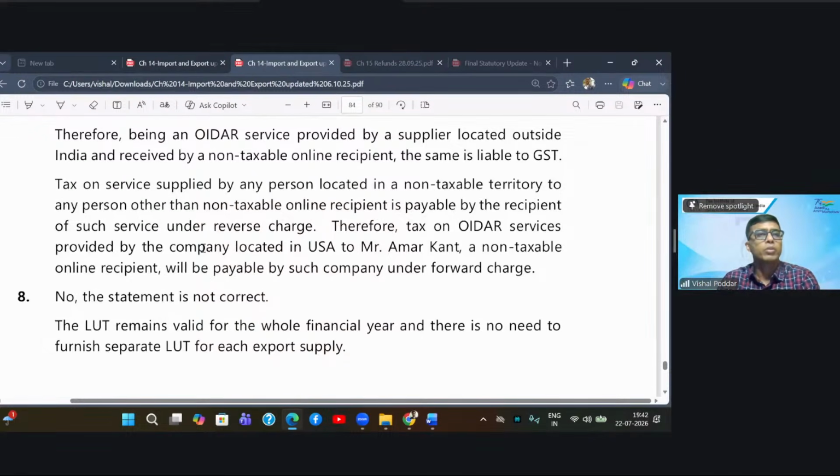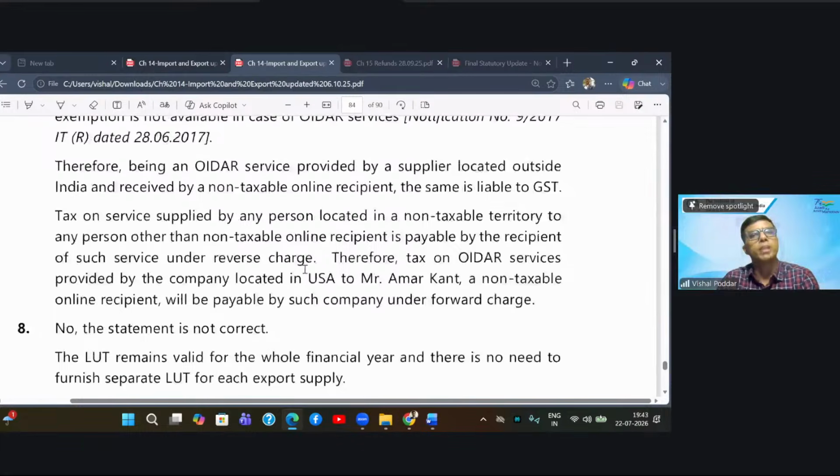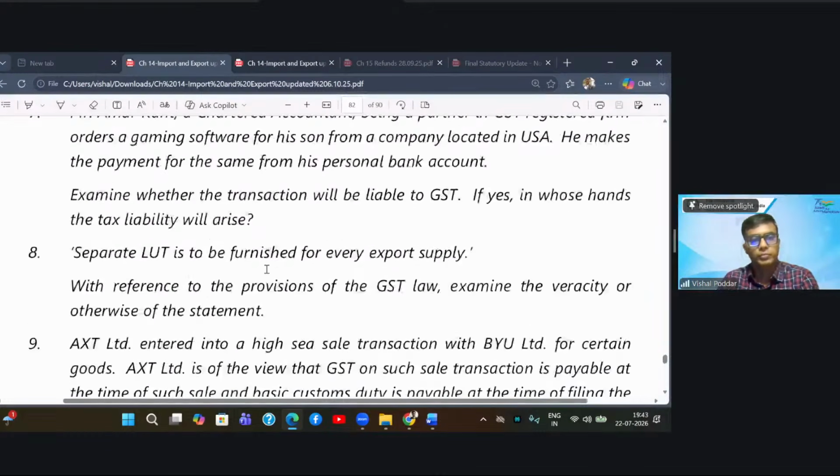Therefore, the tax on OIDR services provided by the company in USA to Mr. Amar Khan, who is a NTOR, will be payable by the US based company. And we have already seen there is a special section 14A under which this foreign company will have to take registration, will have to appoint a person in India, and through that person, the government will be recovering the tax. But the most important point is the company will be required to pay the tax under forward charge.